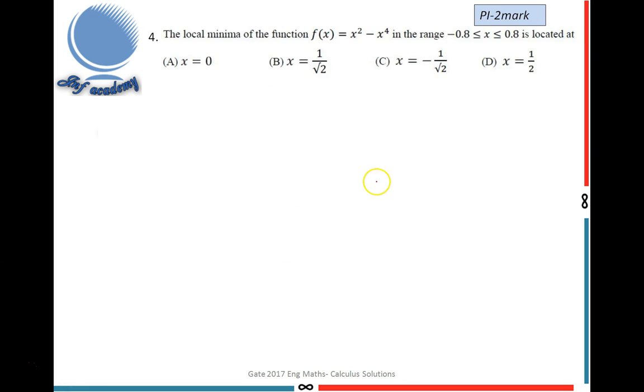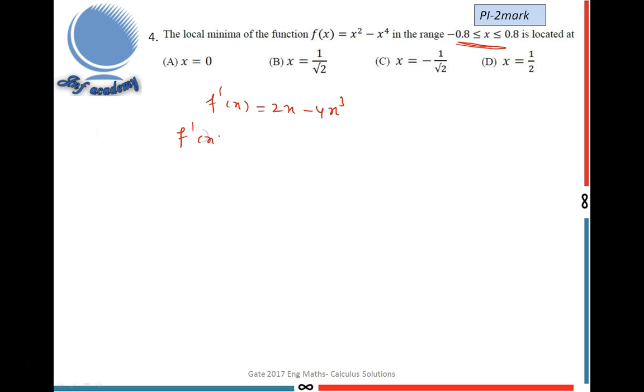The fourth problem is: the local minima of the function f of x equal to x square minus x power 4, in the given range with endpoints also given, is located at what point? This question is from PA department. It has 2 marks. First f of x is given, then I find f dash of x, which is 2x minus 4x cube.